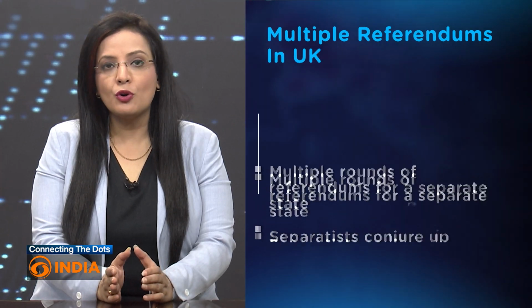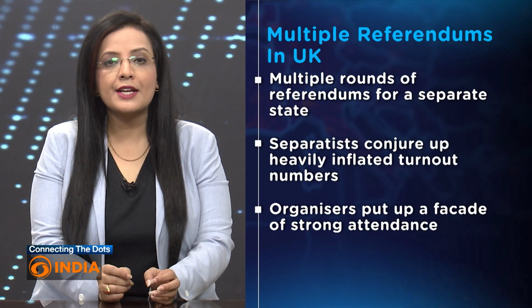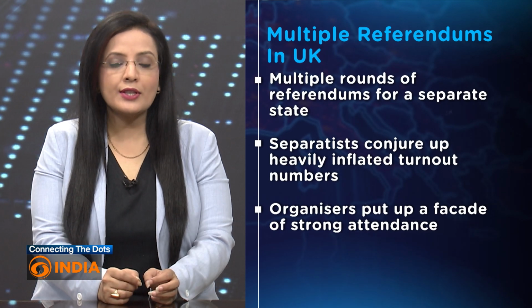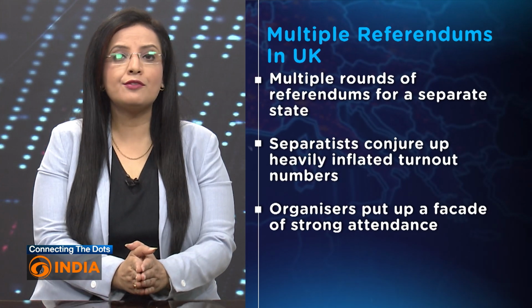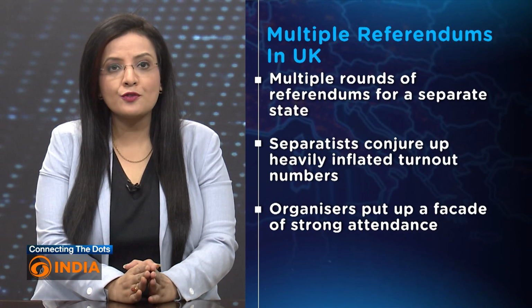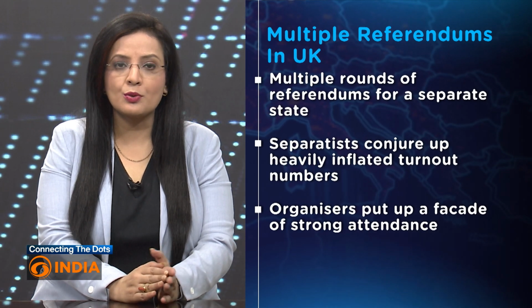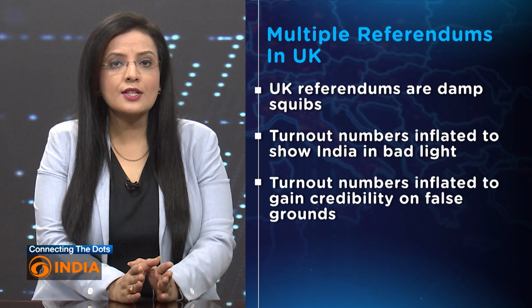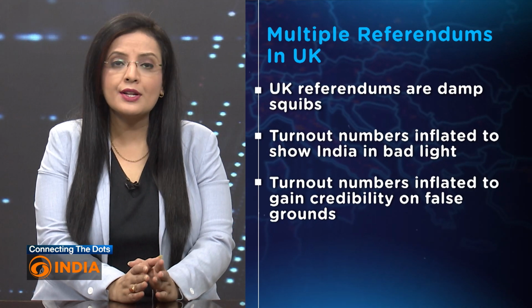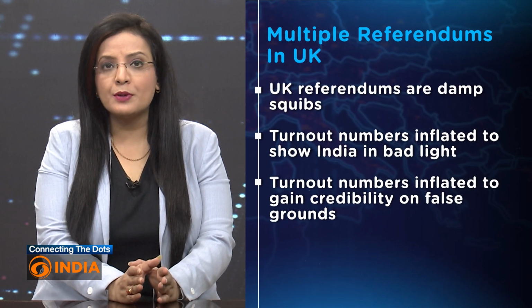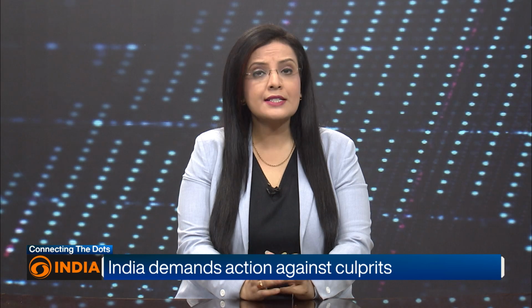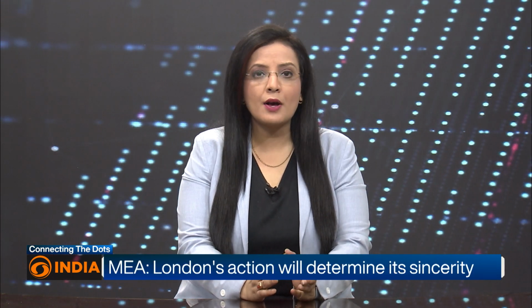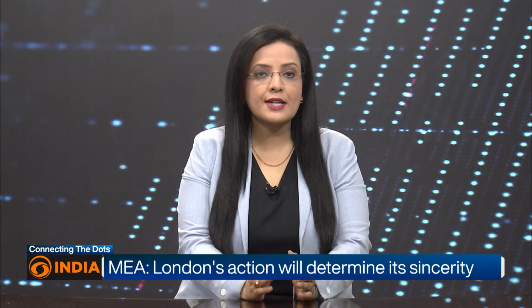Multiple referendum votes for a separate state have been held to date in the UK. While the separatists have conjured up heavily inflated numbers to build a facade of strong attendance and participation in those events, in reality they were damp squibs. Those numbers were only conjured up to show India in bad light and gain credibility on false grounds. But India has been trying on its part to expose the separatist elements.